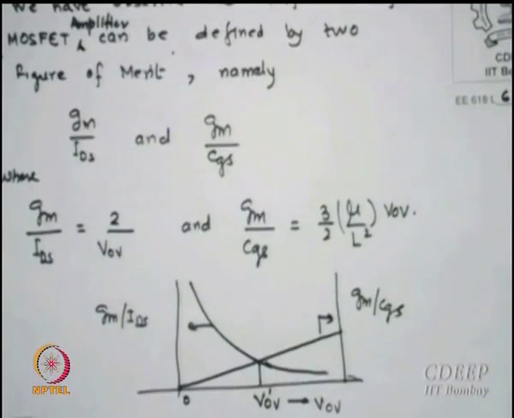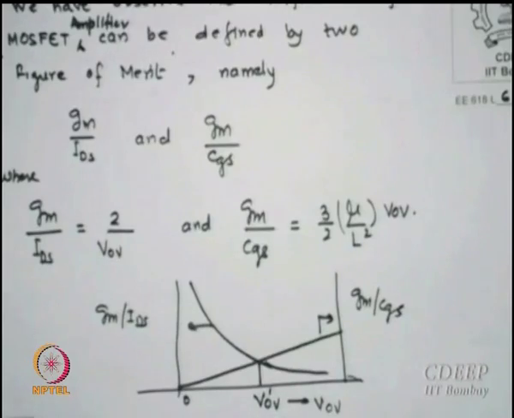The point which I'm now making is interesting. For a MOSFET amplifier, two parameters decide the performance. One is GM by IDS, the other is GM by CGS. Those are the expressions I wrote, and that's the point I'm trying to prove to you again. If I plot GM by IDS against VOV and also plot GM by CGS against VOV, these are two figures of merit. So I plot them as a function of VOV.